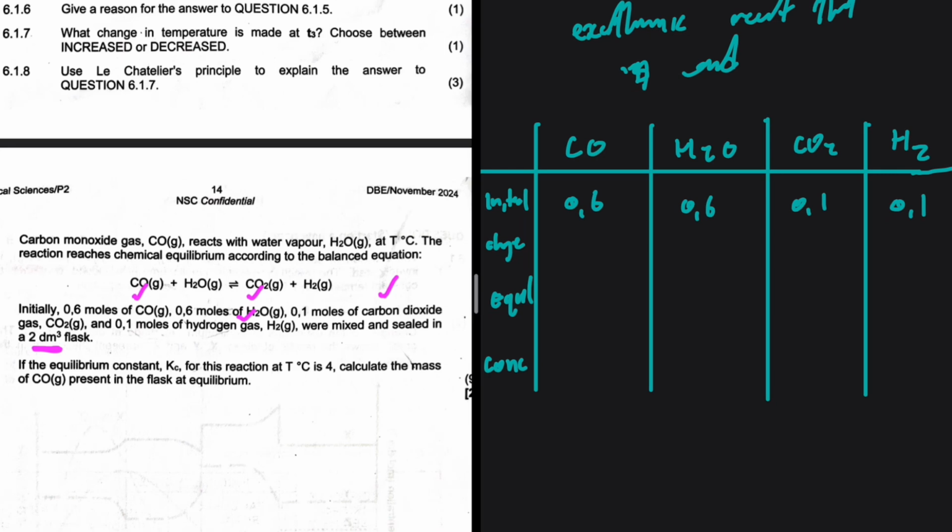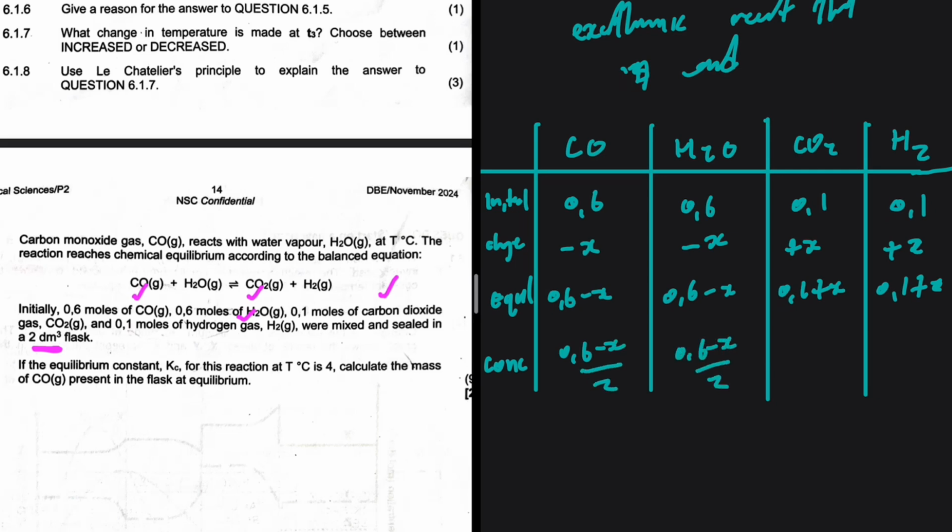So what will be the change? With respect to the balancing coefficient, we have minus x for the reactants because they're going down, getting used up, and then for the products we have plus x. So at equilibrium we have 0.6 minus x, 0.6 minus x, 0.1 plus x, 0.1 plus x. And then for the concentration, we just divide by the volume: 0.6 minus x over 2, 0.6 minus x over 2, 0.1 plus x over 2, 0.1 plus x over 2.